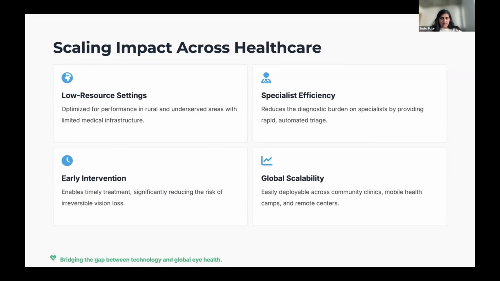First, we designed it for low resource settings. This means rural clinics, mobile health camps, and communities where traditional retinal screening equipment is simply not available.